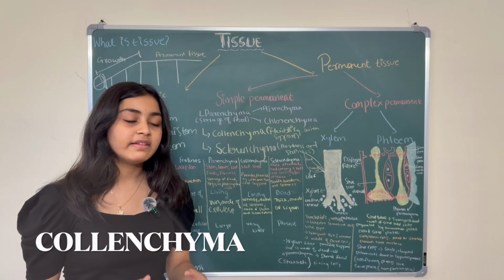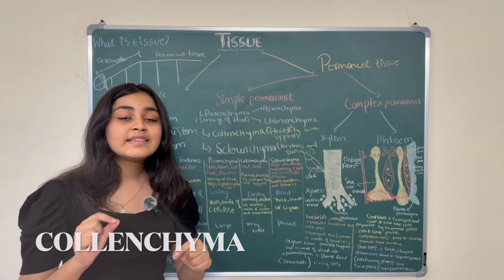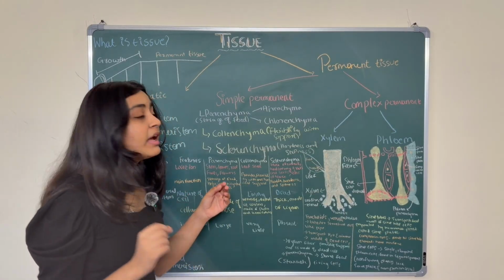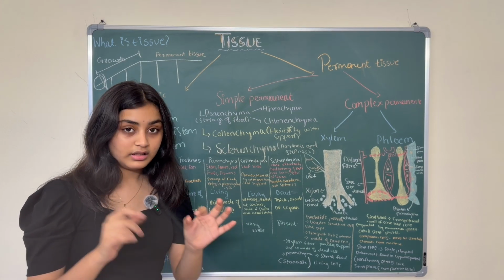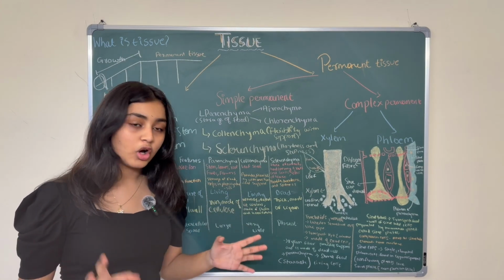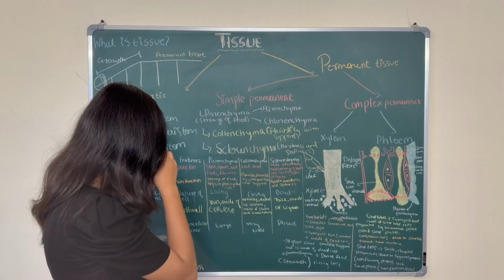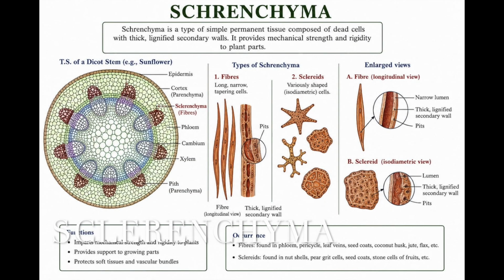Okay, it is made up of living cells. Now, the collenchyma cell wall is unevenly thickened at the corners, and it is thickened with pectin and hemicellulose. Right. Now, sclerenchyma has very little air space. It has very little intercellular spaces.